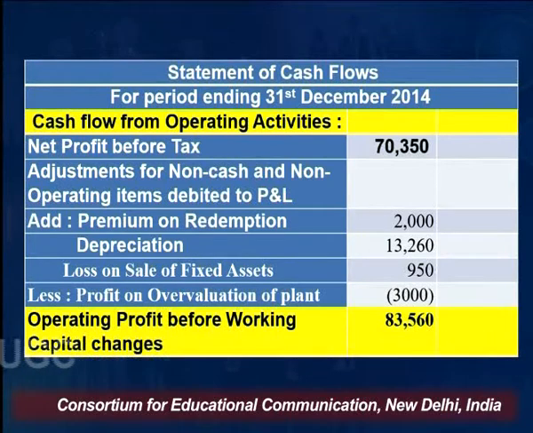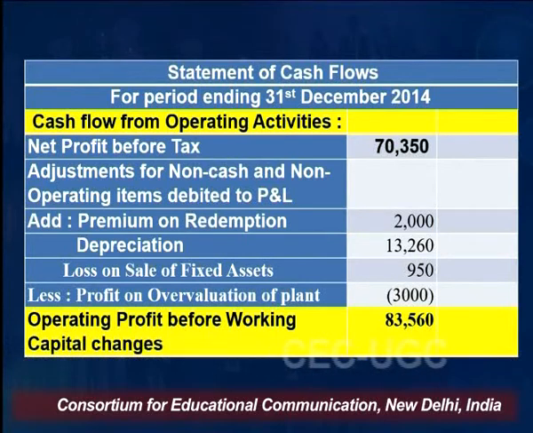Depreciation being a non-cash item, 13,260, we have calculated it. We have taken it from the accumulated depreciation account, which we have prepared in the working note. Loss on sale of fixed assets again needs to be added back to the profit, because this is an item which belongs to investing activity, not the operating one. So we have added back this 950 rupees of loss on sale of fixed assets.